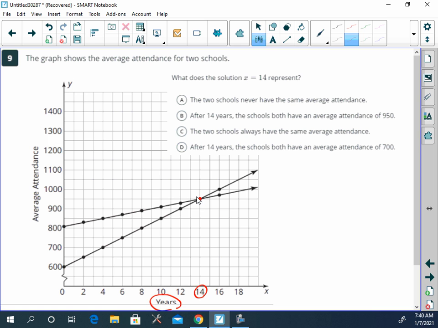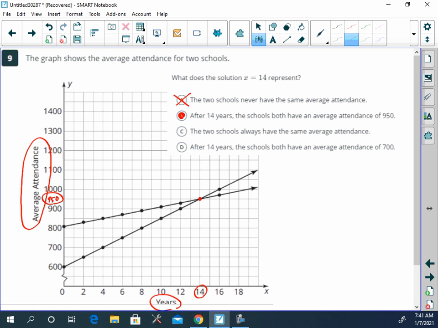And then if we follow it off to the side here, this is between 900 and 1,000, so it looks like it's right at that spot. So I would say 950 is what we're looking at, and that would be our average attendance. So the 2 schools never have the same average attendance. That's not correct. They have the same average attendance right here. After 14 years, the schools both have an average attendance of 950.